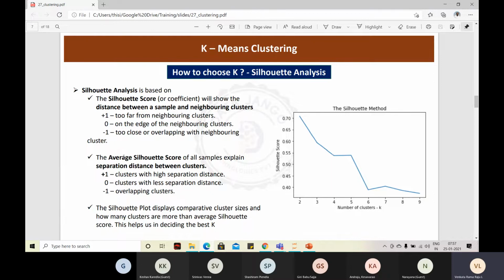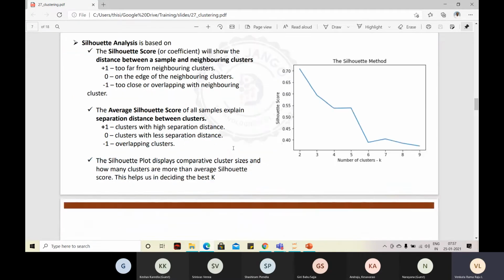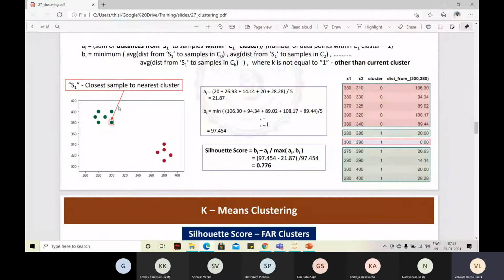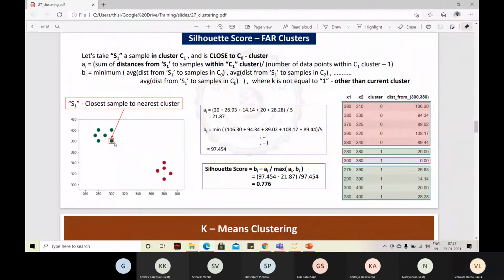We'll see that theoretically. The average silhouette score of all samples explains the separation distance between clusters. So I said that I'll take one data point, calculate the distances between that data point and all the other data points, and use that to calculate the silhouette score. This is the silhouette score of this point. We are still not done with calculating the silhouette score for this data point.